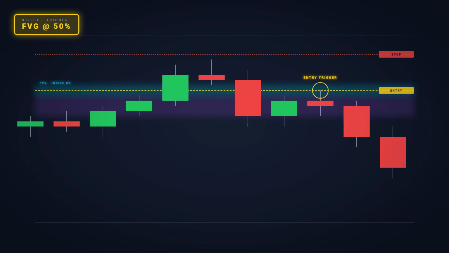Stop goes below the OB or tighter, just below the low of the FVG. Target is the sell side liquidity pool you marked in step B. You should be able to see all 6 components active on this one chart section right now.